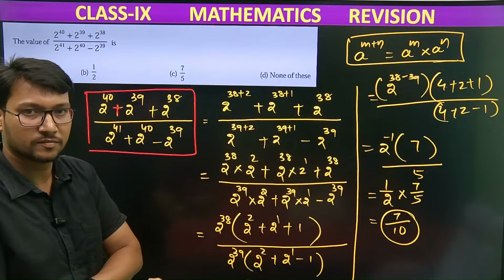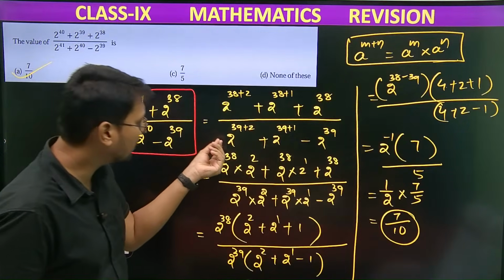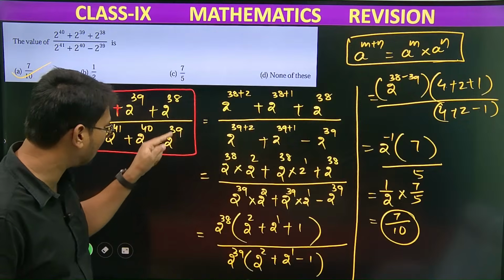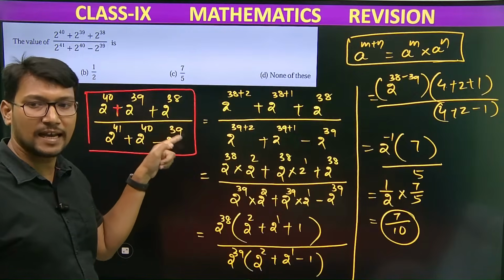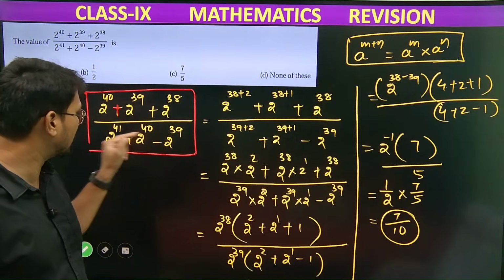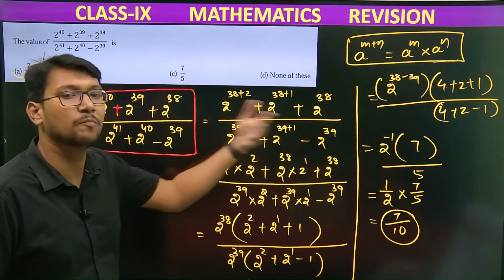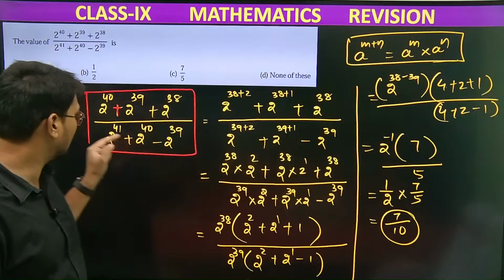Is that clear, everyone? Similarly in the denominator, what I have done, I have seen in the denominator whose power is the least, that is 39. 39 is the least power. So I wanted to write every term as 39 plus something.